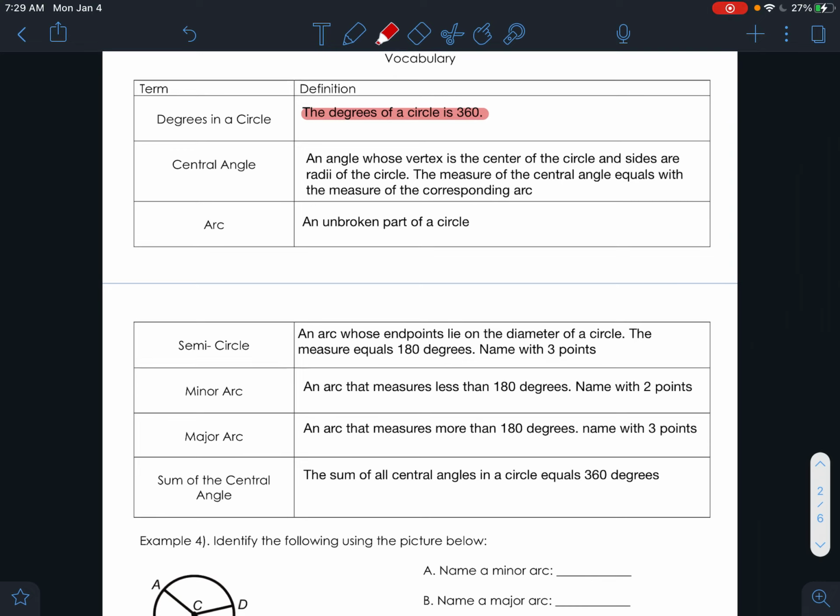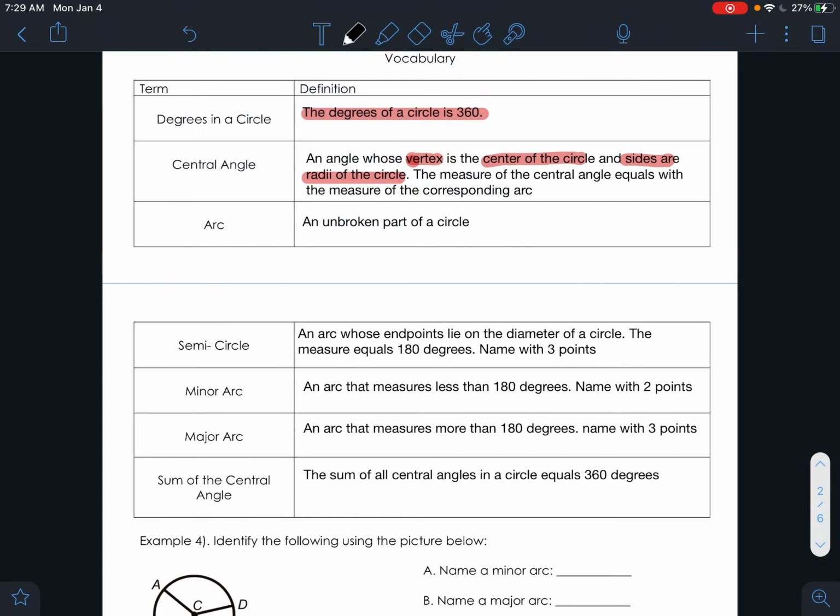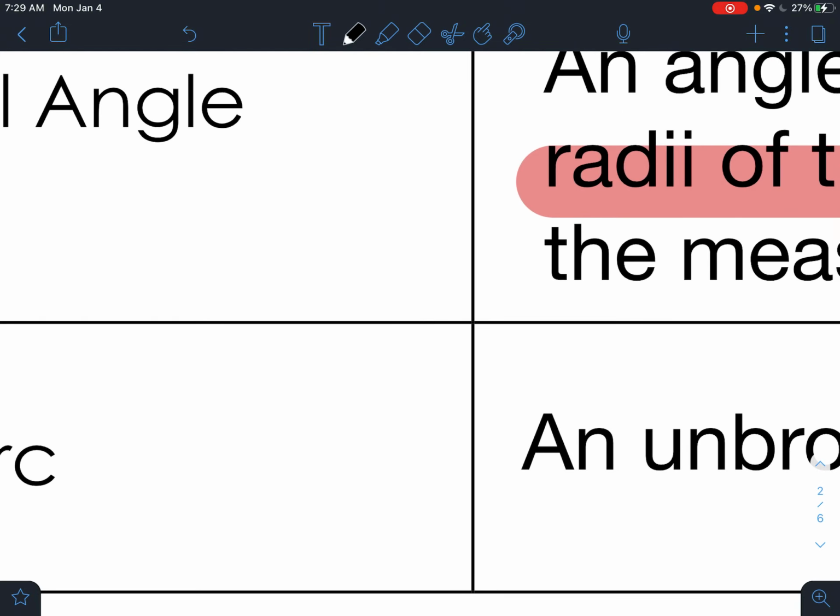So the next part is a central angle, and there's two components of a central angle. The first component is that the vertex is the center of the circle, and the sides are radii of the circle. So what I'm going to do is draw a picture of this. I know I don't have a lot of room, but I'm going to go in this little area right here, and I'm going to draw my circle, and then mark my center, so that's the center of my circle.